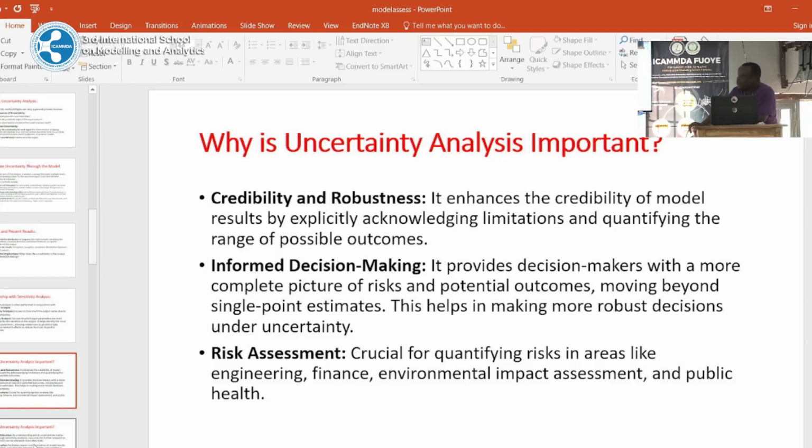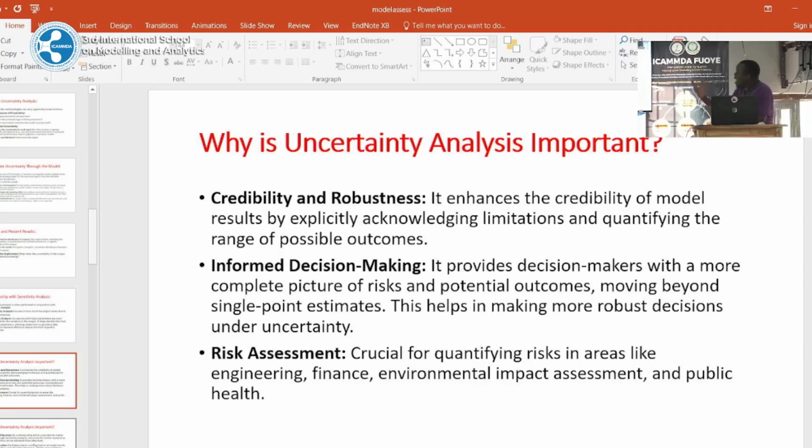Are you getting what I'm saying now? You are telling us that your model is not the super. There are variations. There are uncertainties around it due to the parameters, due to the behavior of the parameters.